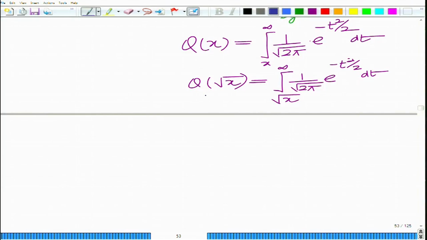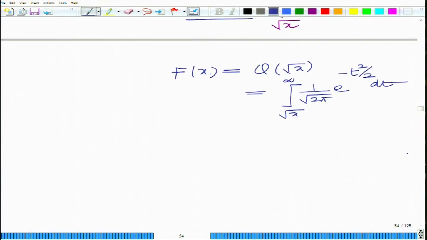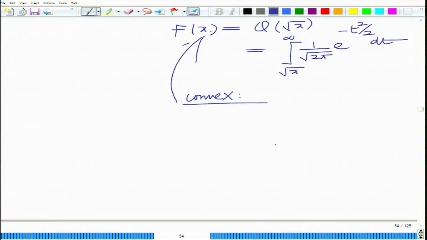Now, what we want to show is, if we denote this Q of square root of x by f of x, so f of x equals Q of square root of x, which is the integral from square root of x to infinity of 1 over square root of 2 pi e raised to minus t square by 2 dt. We want to show that this function f of x is a convex function. We already know that Q of x is a convex function, we want to show that Q of square root of x is also a convex function, and that is easy to show.